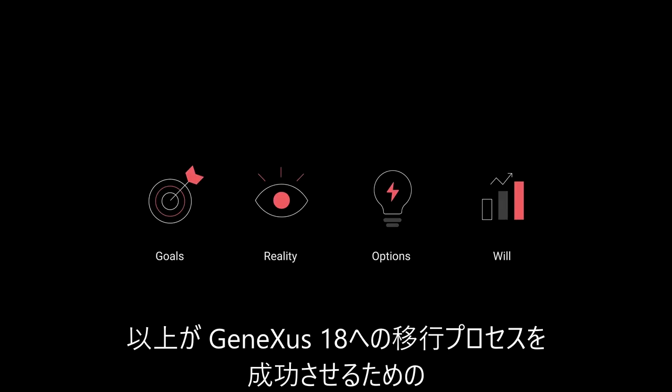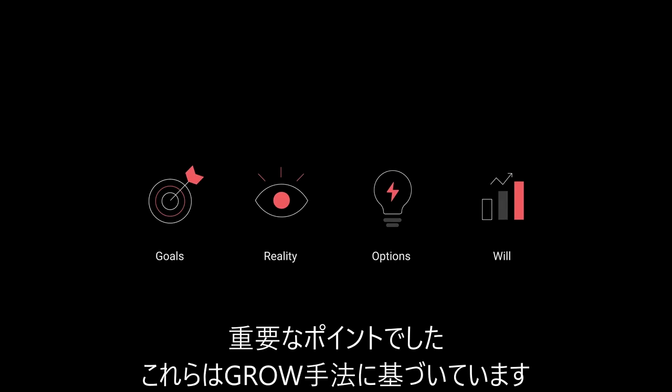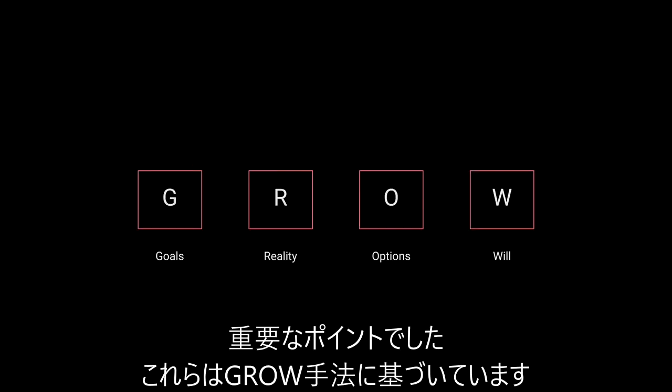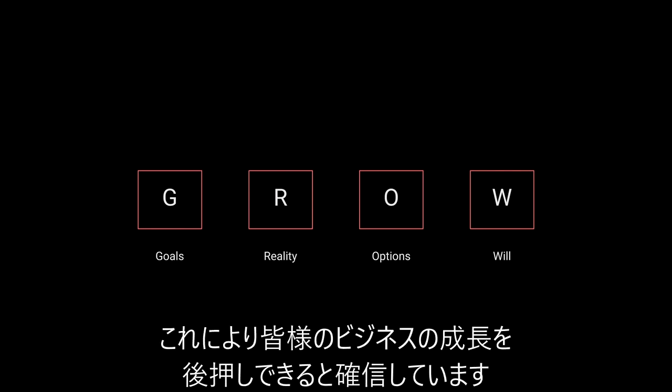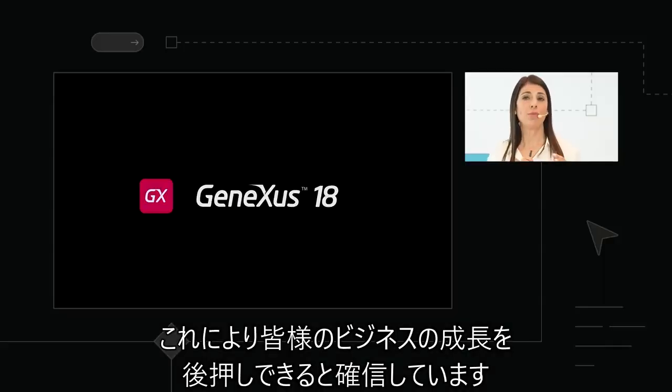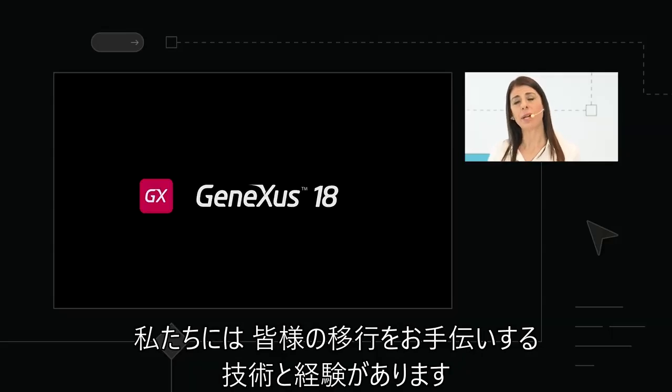So these are the keys that I wanted to mention for you today, and that will help you achieve success in the process of migrating to GeneXus 18. These, of course, are based on the GROW methodology, and I am convinced that they will help you grow and accelerate your processes. We have the technology and the experience to help you on your road, so count on us.